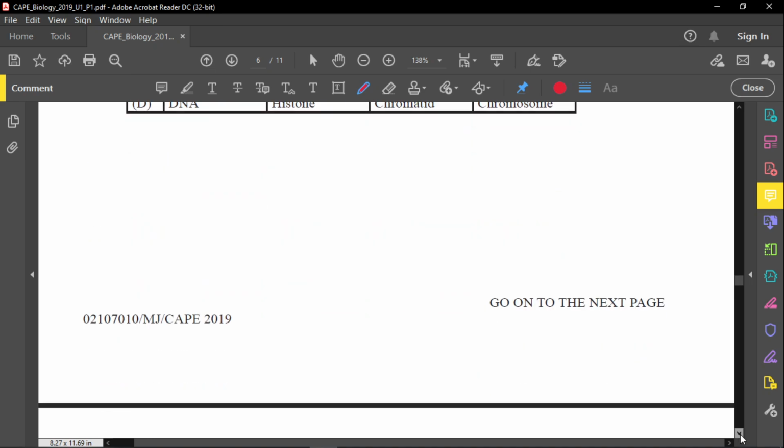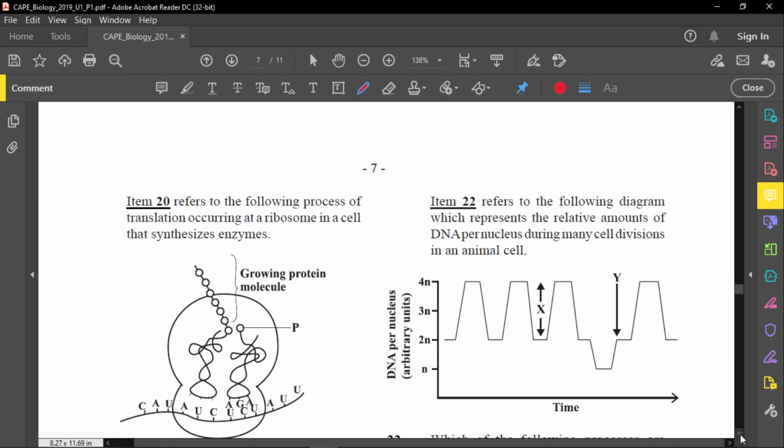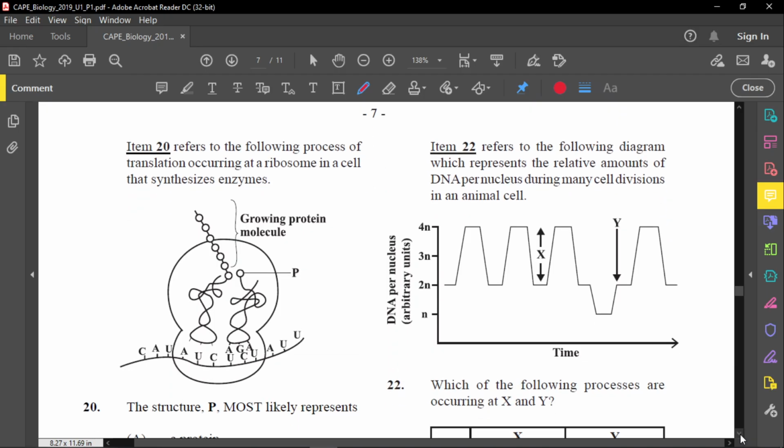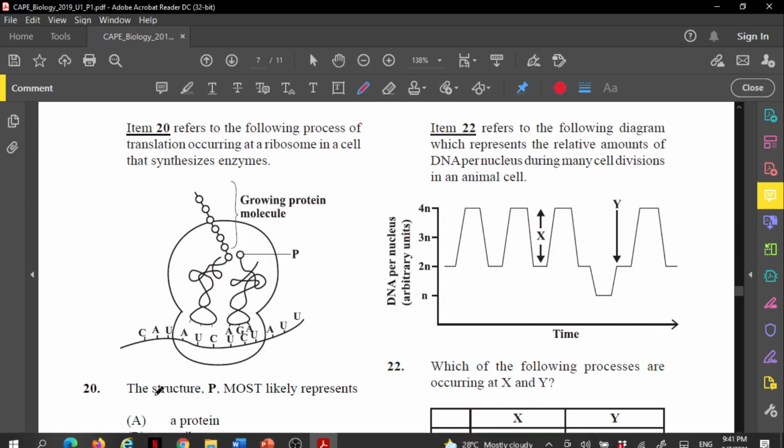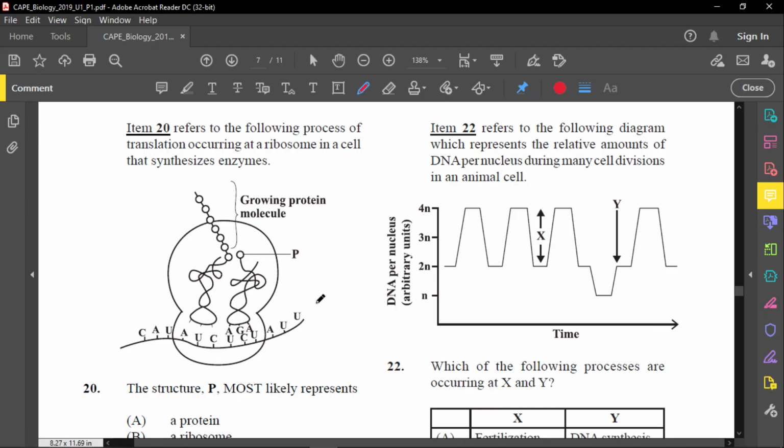Question number 20. In question number 20, the item refers to the following process of translation, and this is what we talked about earlier. The translation occurring at the ribosome in a cell that synthesizes enzymes. So enzymes are being made right here. Enzymes are proteins, right? So proteins are forming. Now it said the structure P most likely represents what? So these round circles, what are they?